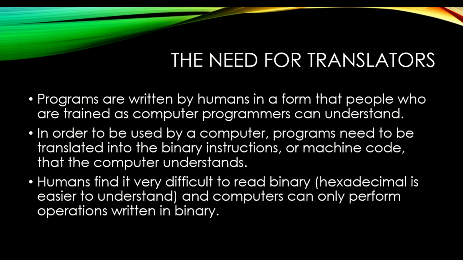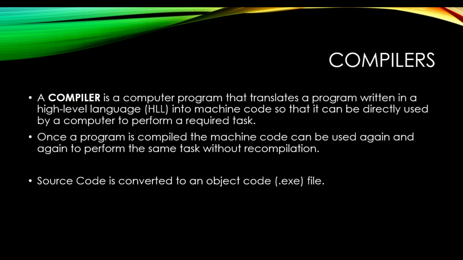When you have written a given line of code in any given programming language, it will need to be converted to a series of zeros and ones, as a computer understands only binary instructions. As such, there is a need for translators. Humans find it very difficult to read binary. Hexadecimal is easier to understand, and computers can only perform operations written in binary.